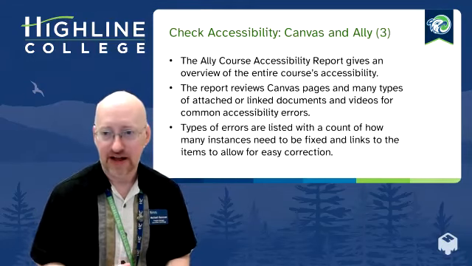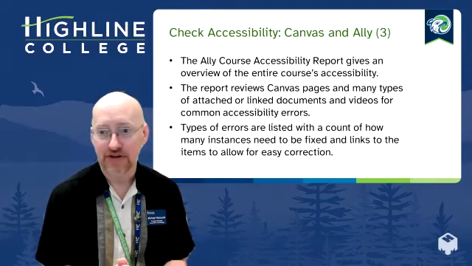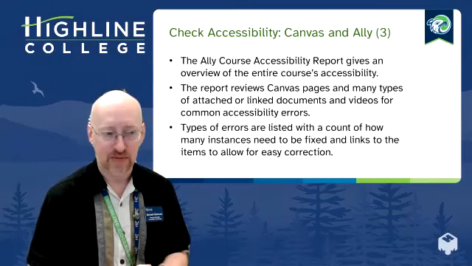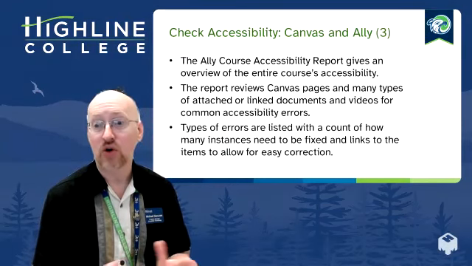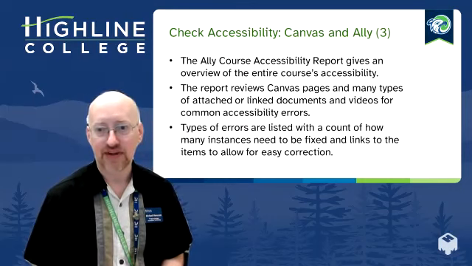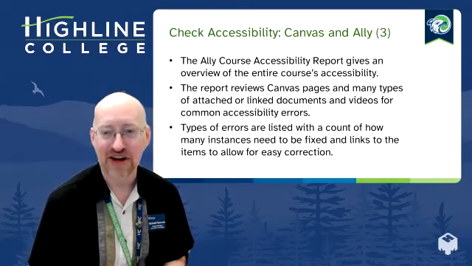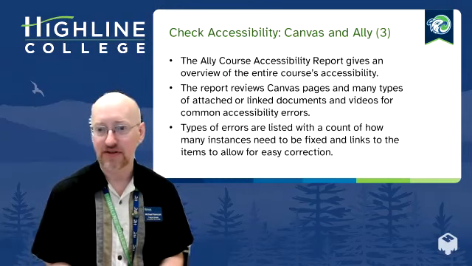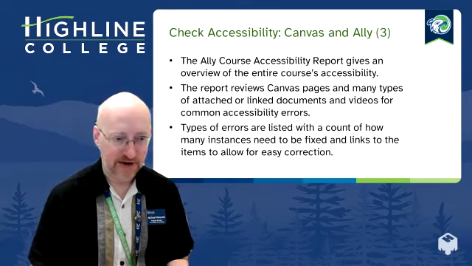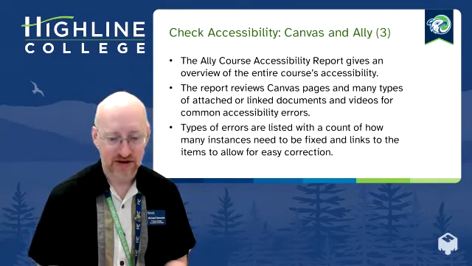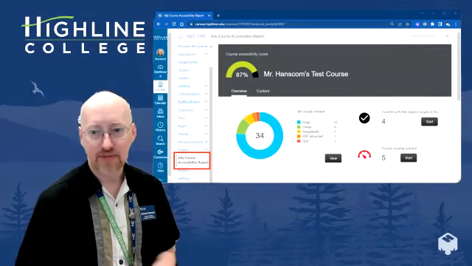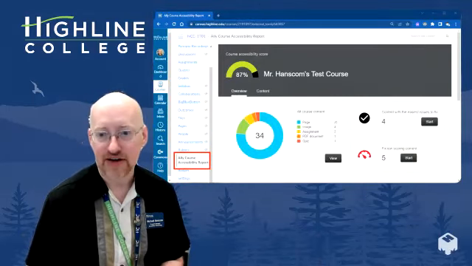So again, going back to the course accessibility report, this is built in Ally, in each Ally course, and it gives you an overview of the entire course accessibility. It reviews all of the pages within your Canvas course, and, as I was just talking about, many types of attached or linked documents and videos for accessibility errors. Then it'll give you a list of the types of errors and link out to allow you to correct them. And here's an example of a test course that I've built.